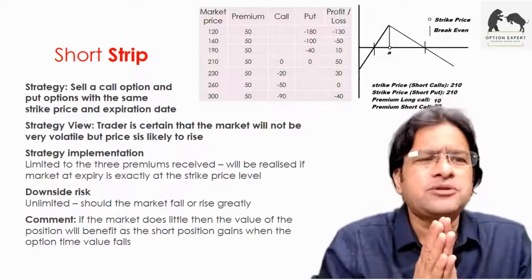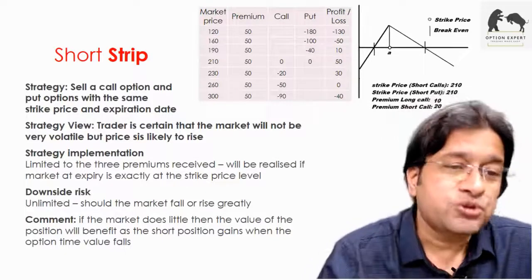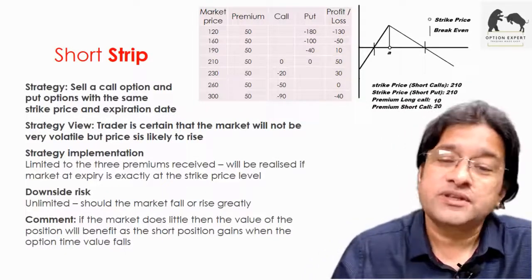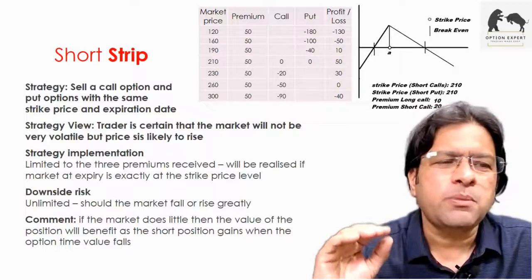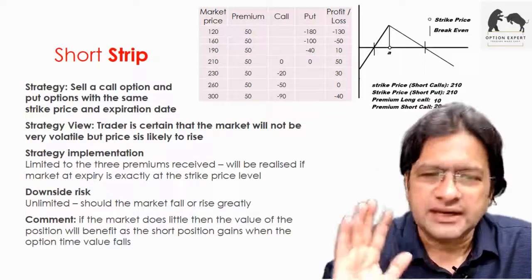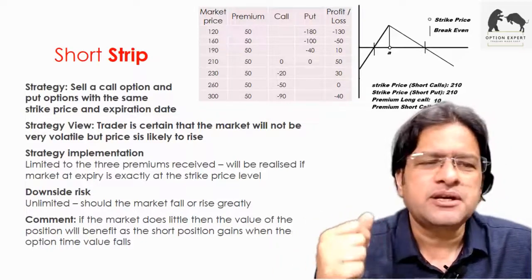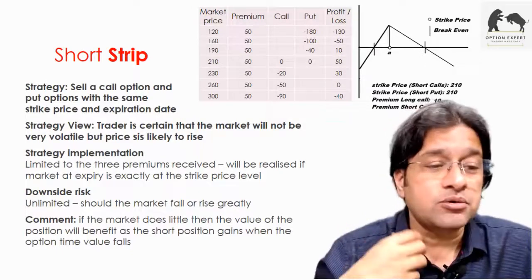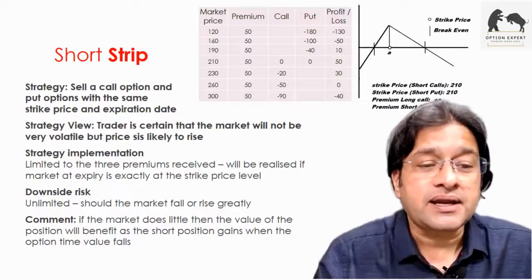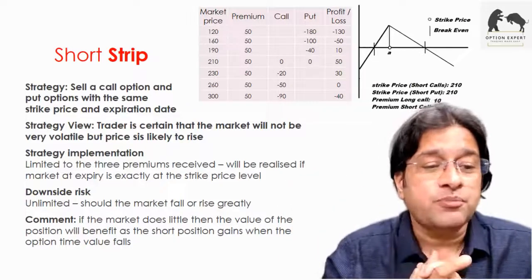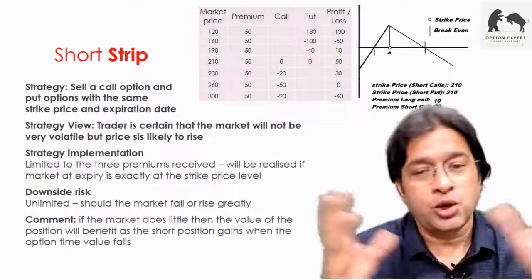Now, coming to the last part, that is the short strip. Here you sell a call option and a put option at the same strike price with the same expiry date. The trader is certain that the market will not be very volatile, but the price is likely to rise. In this case, the profit is limited to the three premiums you have received. The downside is unlimited should the market fall or rise greatly. If the market does very little, the position will benefit as the short positions gain with time.